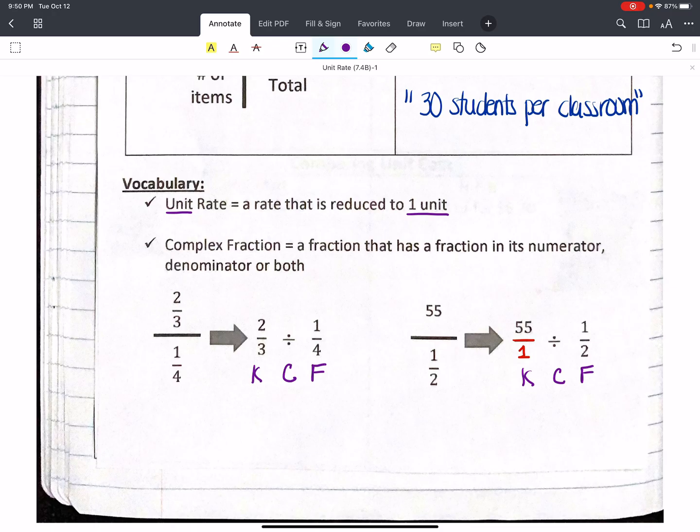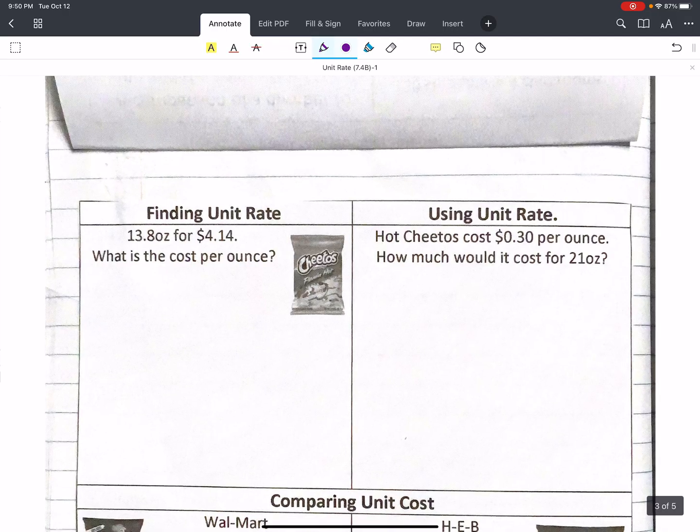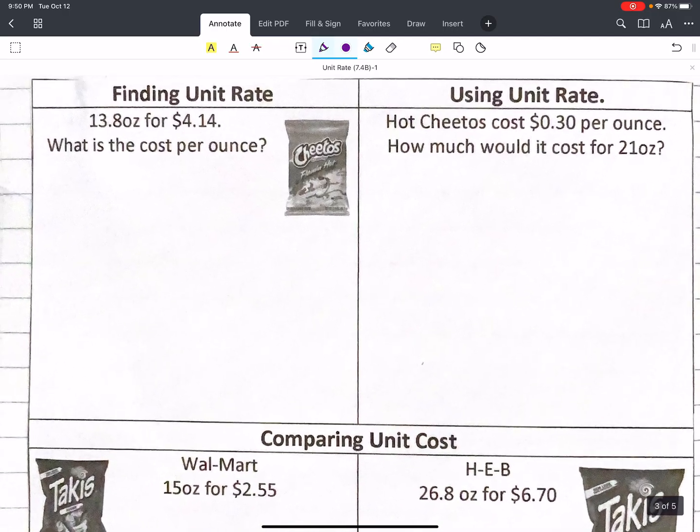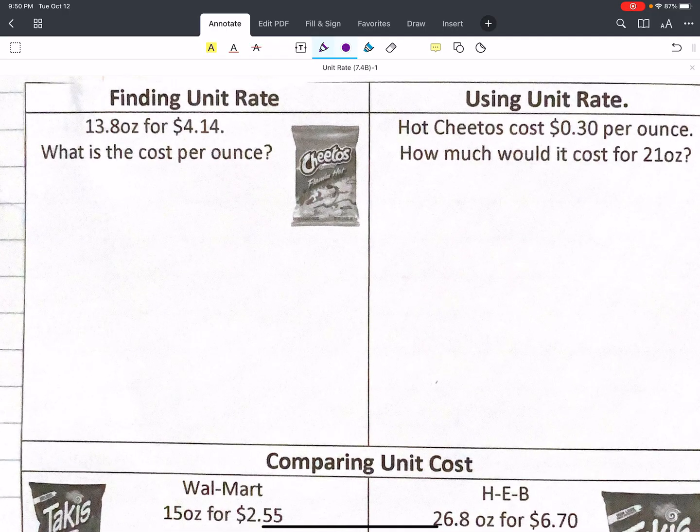Identifying the unit rate and also using the unit rate. For our first example, it's telling you that when you buy a 13.8 ounce bag of hot Cheetos, you're paying $4.14. But notice what it's asking for, the cost per ounce. So notice how cost came first and then ounces second. This is letting me know the order that I'm dividing in, where my total cost is going to go on top and the number of ounces on the bottom.